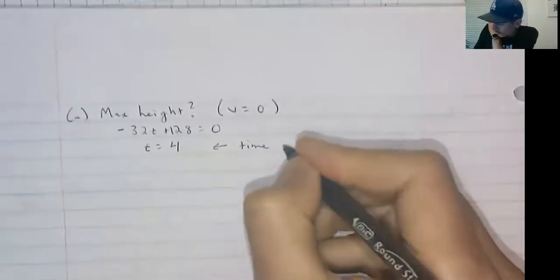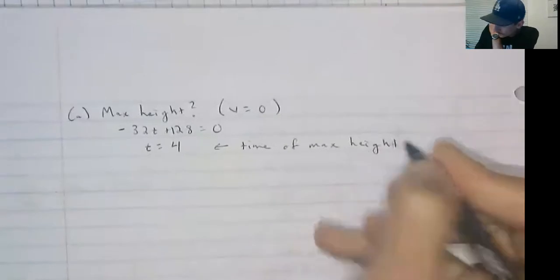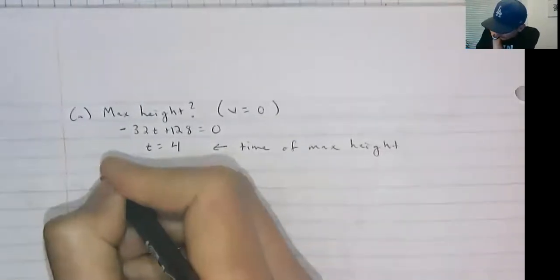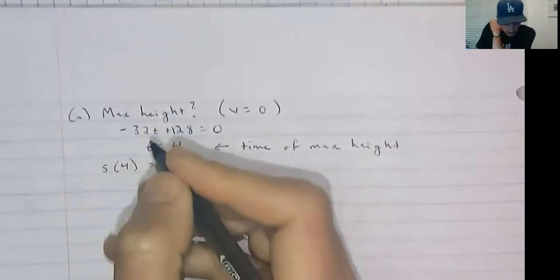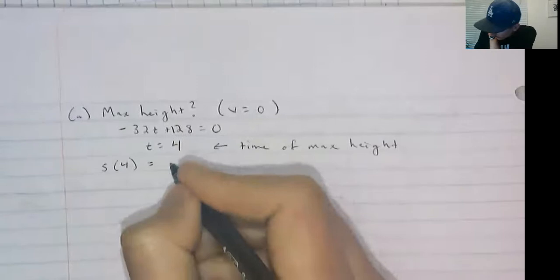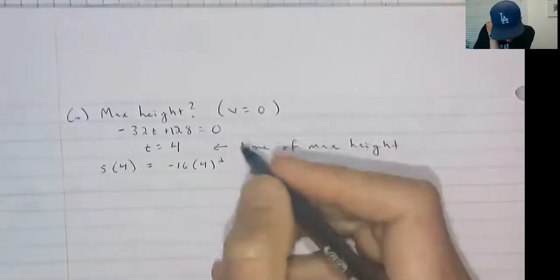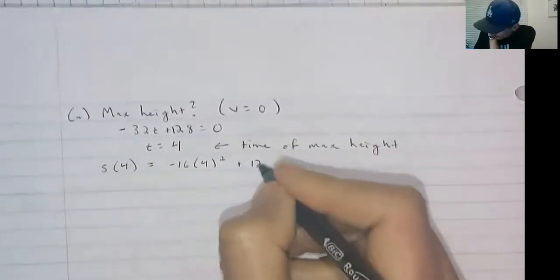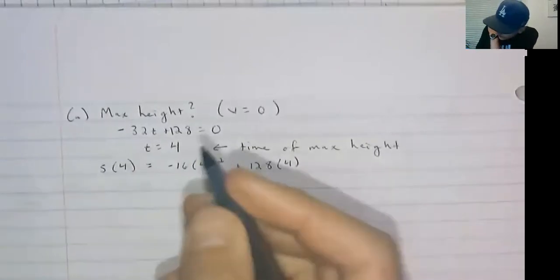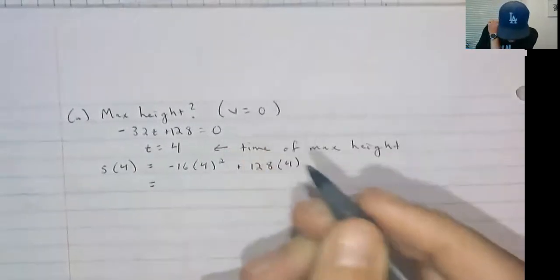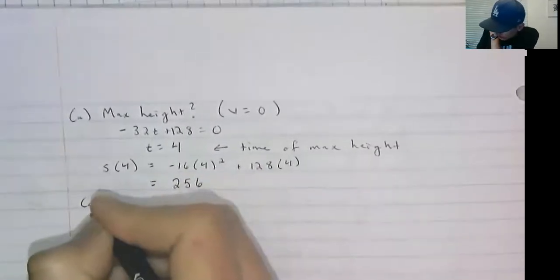So time of max height. What we actually need, though, is s of 4, which is negative 16 times 4 squared plus 128 times 4, which comes out to 256. Do a mini conclusion here.